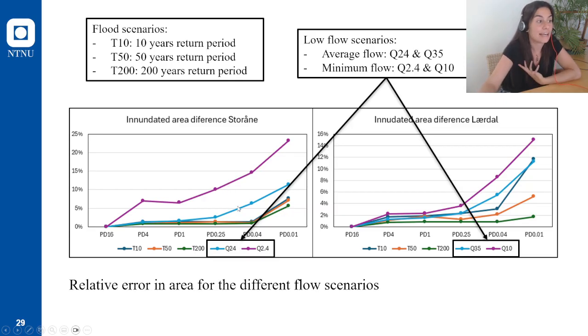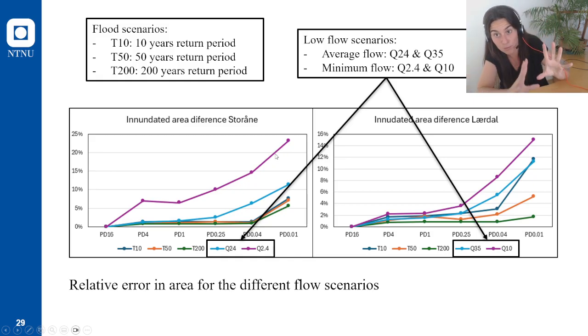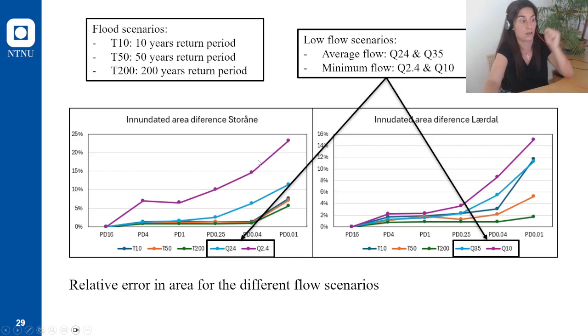That means that the error goes up to 24% in the case of Estorane for PD 0.01 and up to 15% for PD 0.01. We could use the famous word "significant impact," but that depends on what you consider significant. We can say we might have a 24% error if we use a bathymetry that has 1 point every 10 meters for Estorane low flows.